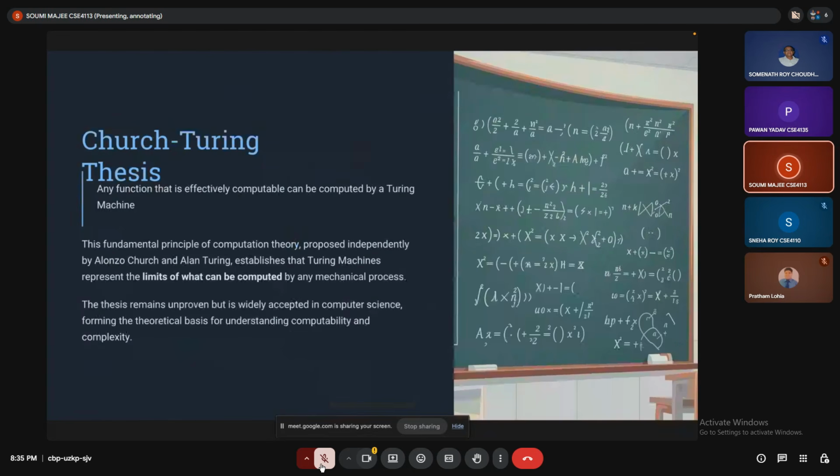So, the Church-Turing thesis: any function that is effectively computable can be computed by a Turing machine. This is a fundamental principle of computation theory, proposed independently by Alonzo Church and Alan Turing. It represents the limits of what can be computed by a mechanical process, and the thesis is unproven but widely accepted by computer science as the theoretical basis for understanding computability and complexity. Change the slide.